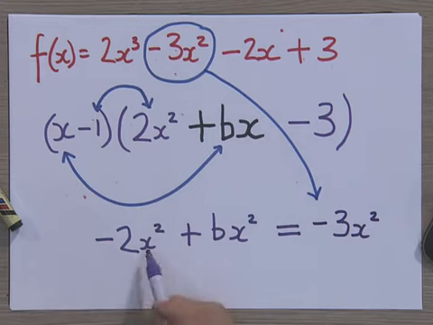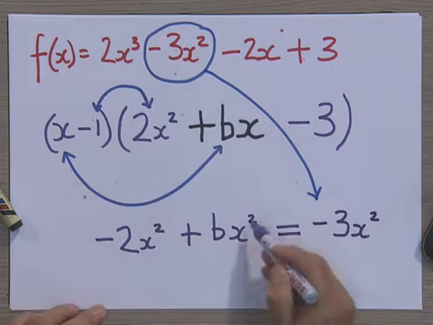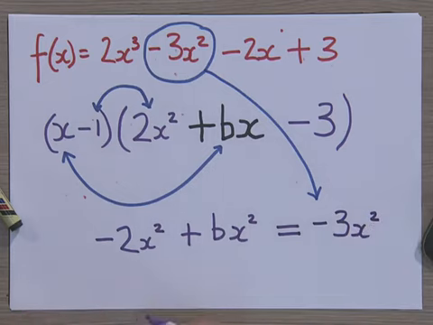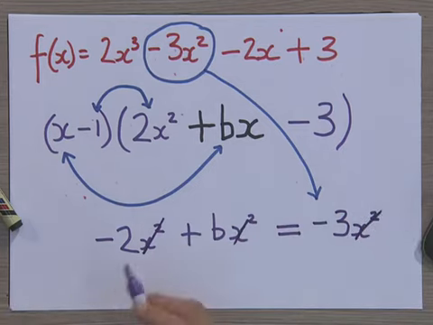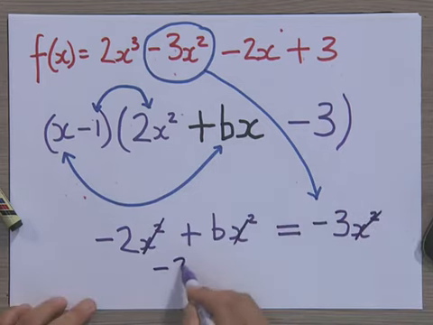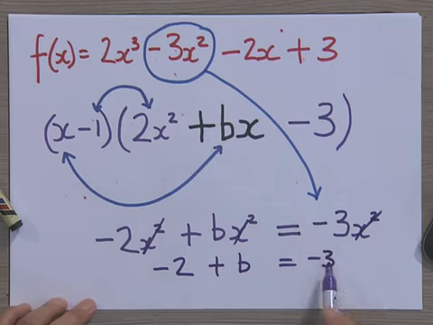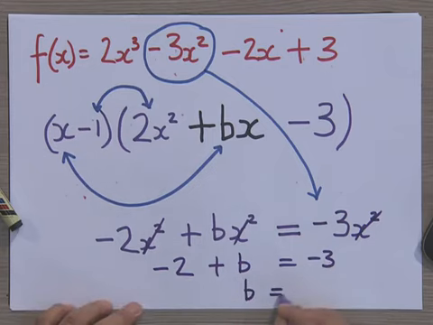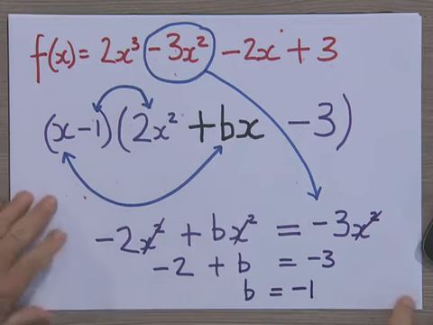Do you notice I have a common factor in each of them? I have x squared, x squared, x squared. So in a very real sense, in my next step, I can just knock out all the x squareds because they're all the same. And what am I left with? I'm left with minus 2 plus b is equal to minus 3. When I take this minus 2 over, that becomes positive 2, you remember? So minus 3 plus 2, b is going to be equal to minus 1. And that's how I find my value of b.